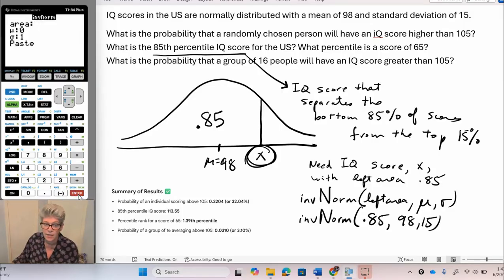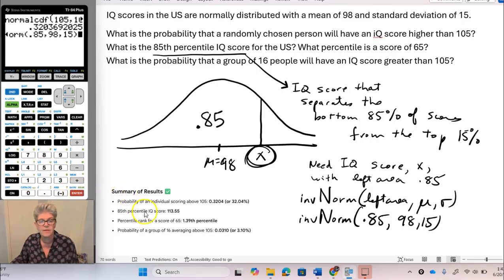So when it says area, the default is the left area. Now notice that we have the left area here, but I'm just saying you're always going to have to give it the left area. So if you had right area, you'd have to do 1 minus. But here we have the left area, so we're good. And my mean is 98, and my standard deviation is 15. And then you can see now it types up the way I hand wrote it there.